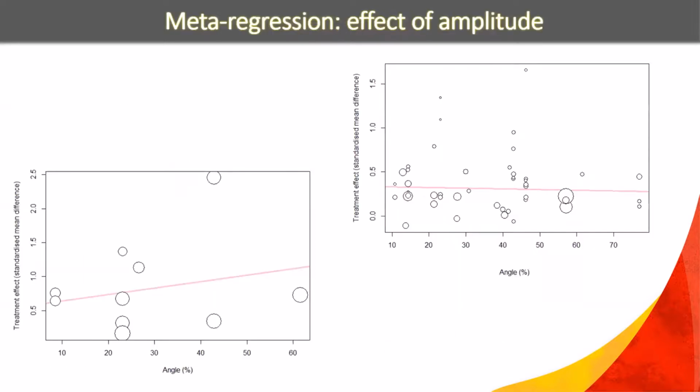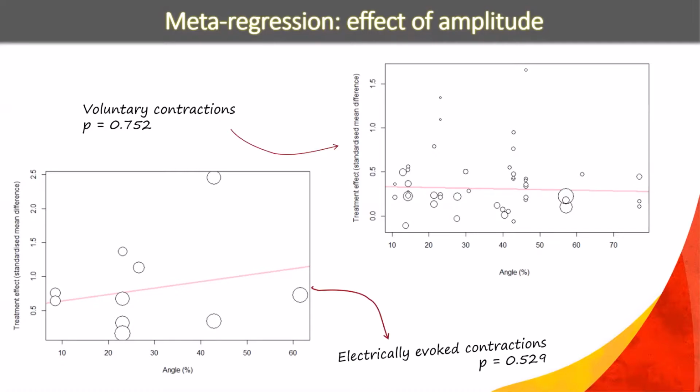In this graph, we see on the y-axis the residual torque enhancement effect, and on the x-axis, the angular amplitude of the eccentric contraction expressed as a percentage of the full range of motion available for that joint of interest. Meta-regressions revealed that the relative angular amplitude of the eccentric contraction was not associated with the magnitude of the effect size for both voluntary and electrically evoked contractions.